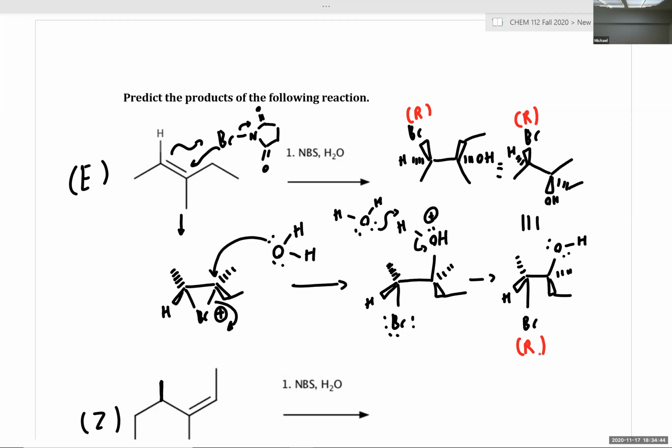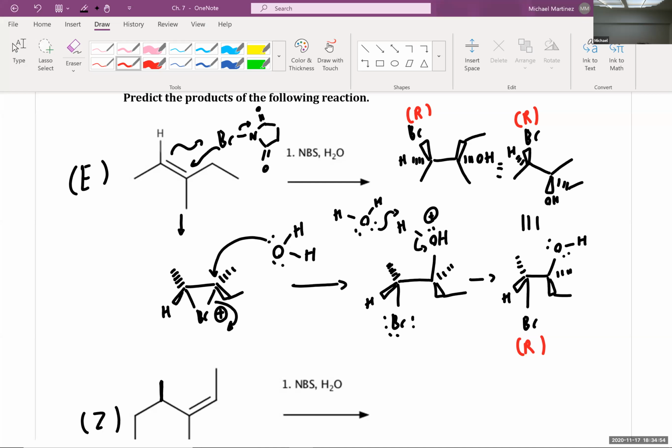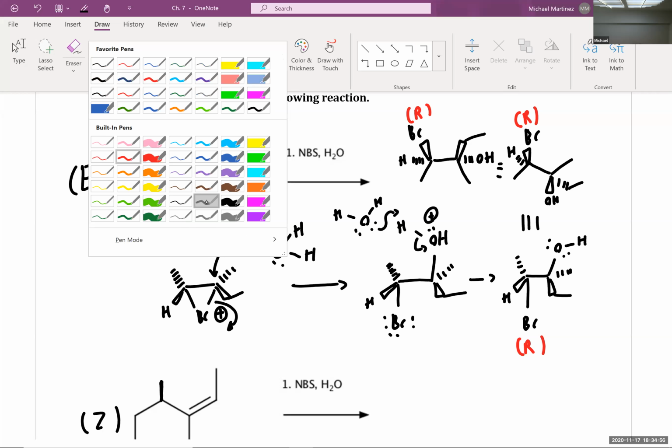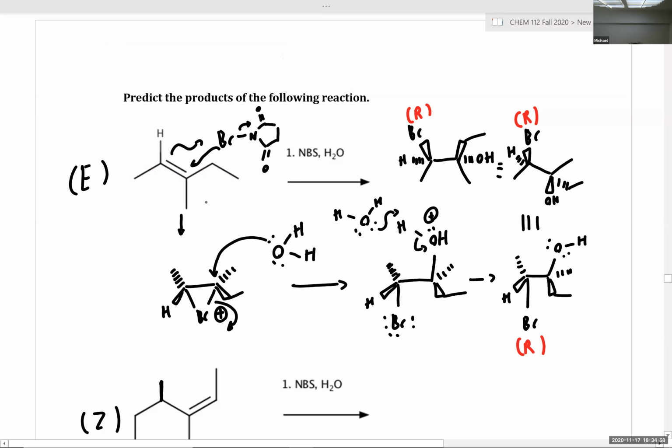Now, there are many perspectives that you can view these molecules from. So you may have to rotate your molecule a little bit to get it in the right position and set up in the right way for you to observe the stereochemical outcome.